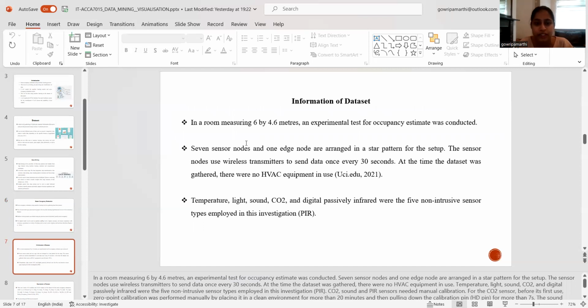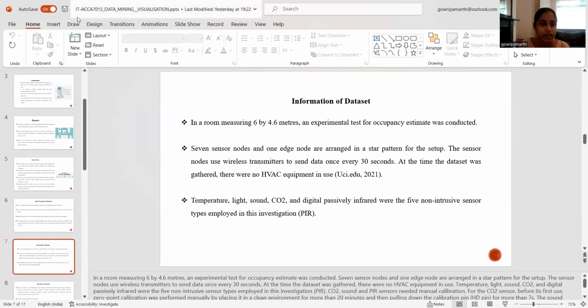Information of the data set. What is the information? Where was it collected? In a room measuring 6 by 4.6 meters, this is the occupancy of the room. An experimental test for the occupancy estimator was conducted for the measurement of the 6 by 4.6 meter room. There are 7 nodes and 1 edge node arranged in a star pattern for the setup.